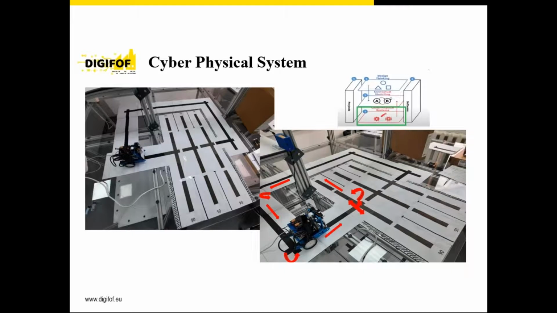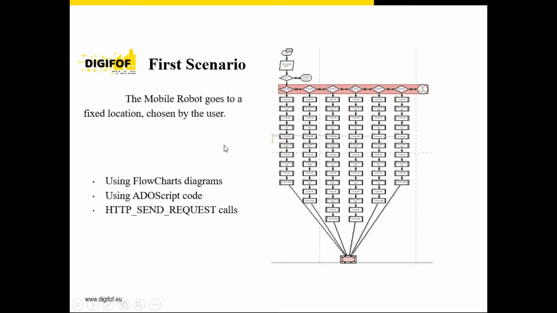And now for the first place from the parking, the left rotation and straight until the mobile robot will read the white surface with the line following sensors. For the first scenario, the model is this one. Like I said before, in this case, the mobile robot will go to a fixed location chosen by the person who will simulate the model. I used flowcharts, diagrams, and other script code.